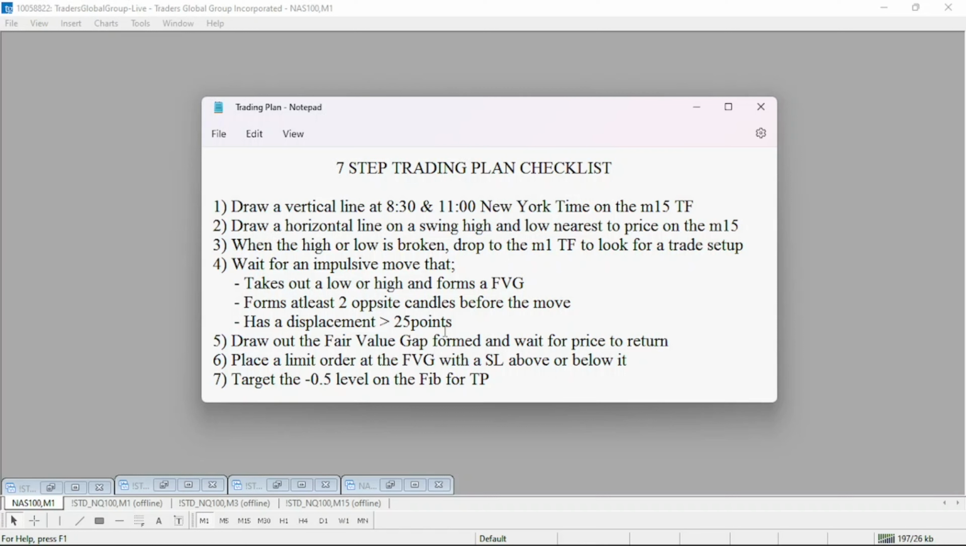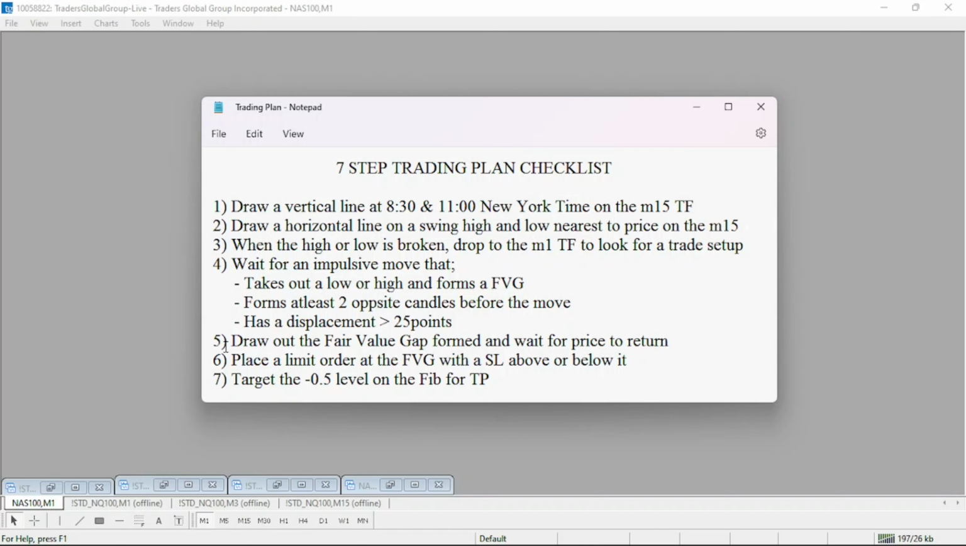So we are going to be using only the 1 minute, the 3 minute, the 5 minute, and the 15-minute time frame. So we'll be looking for all of these setup requirements on these different time frames, and the displacement remains the same. The same displacement which we are looking for, that is greater than or equal to 25 points on the 1 minute time frame, we are also going to be looking for it on the 3 minute, on the 5 minute, and also on the 15-minute time frame.